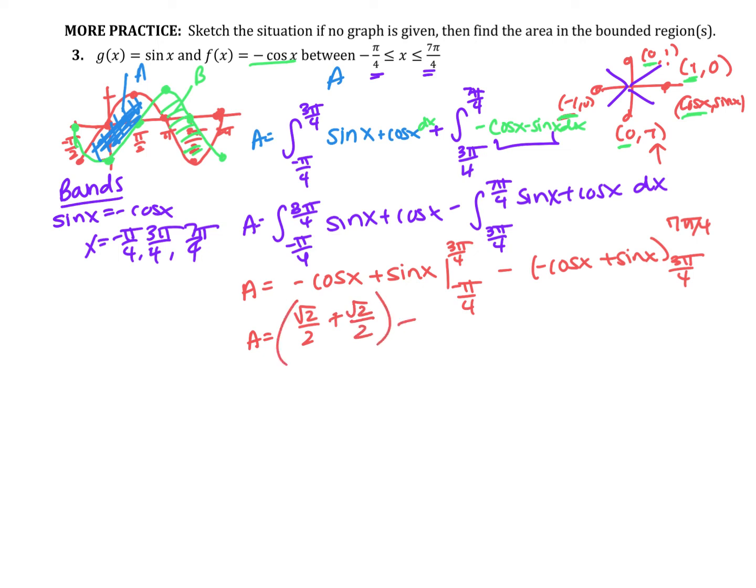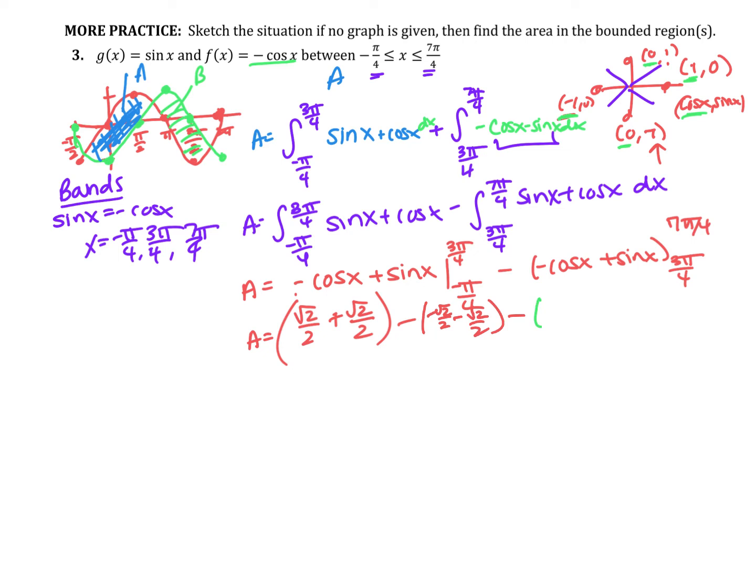Minus, if I plug in negative pi over 4, negative pi over 4 just means I move down here. So I'm in this quadrant where cosine is positive and sine is negative. So minus negative root 2 over 2, because I need to take the opposite of the sign, minus root 2 over 2. I'm going to do the second set over here in a different color.